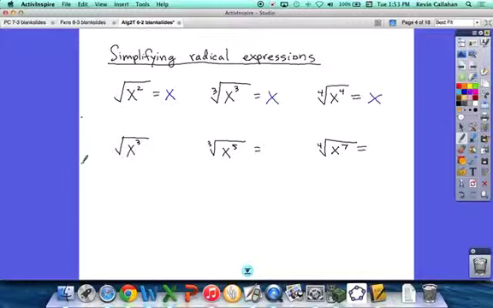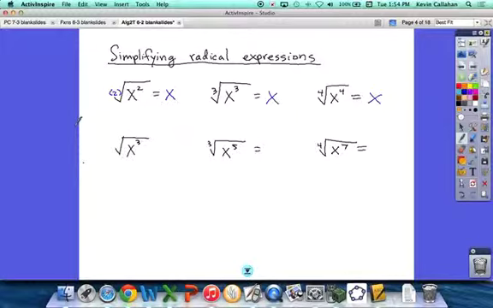Does that work with the square root of x squared? What is the index of the square root? There's an implied 2, so it works. The same rule works, just that we don't usually write the index of 2 for the square root. It's assumed to be there.